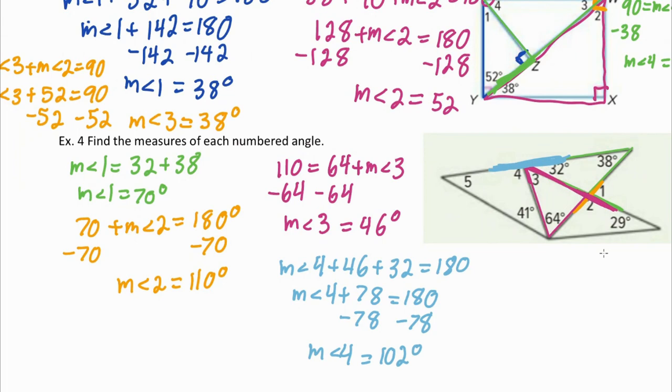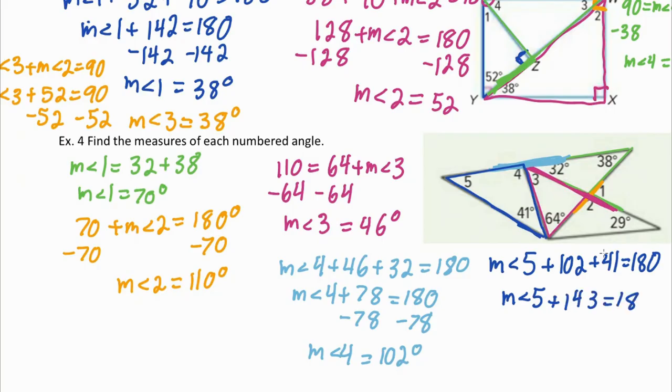And then we have one more angle we need to find, which is angle 5. And now that we found angle 4, we have another triangle here that we can do. And we can say, okay, the measure of angle 5 plus the measure of angle 4 we just found, 102, plus 41 is going to equal 180. So the measure of angle 5 plus 143 equals 180. We'd subtract 143 from both sides, and we'd get that the measure of angle 5 is equal to 37.